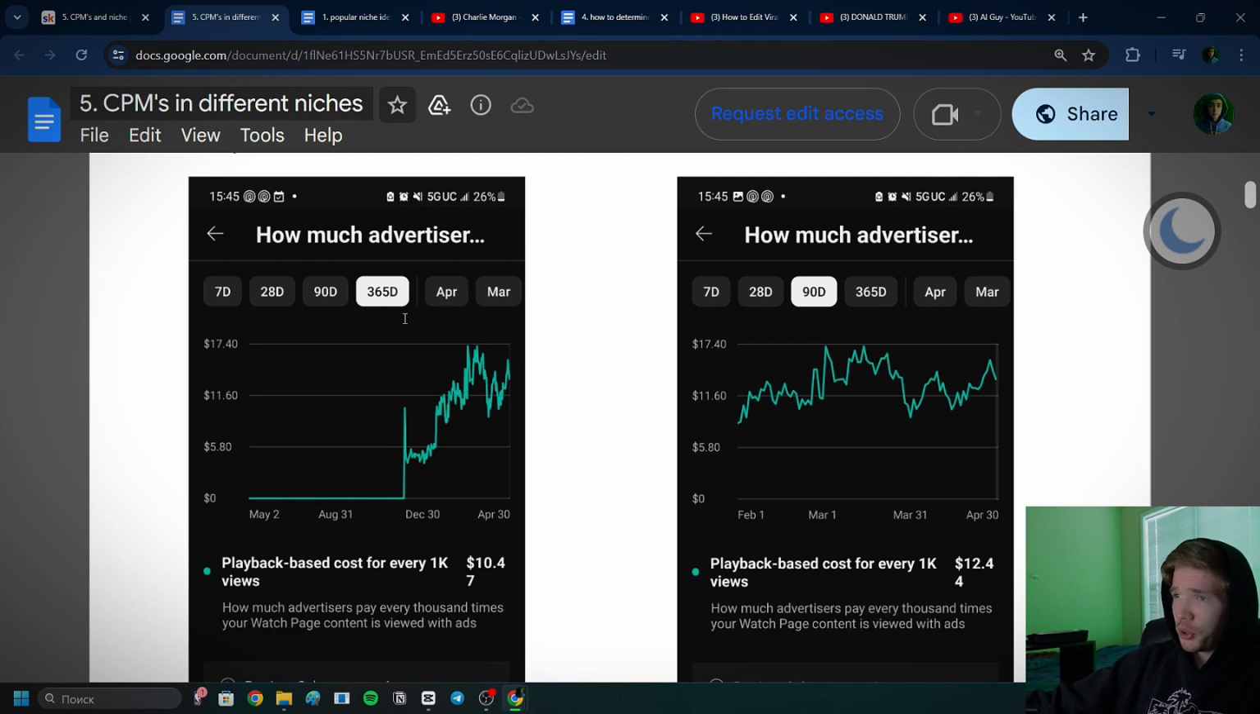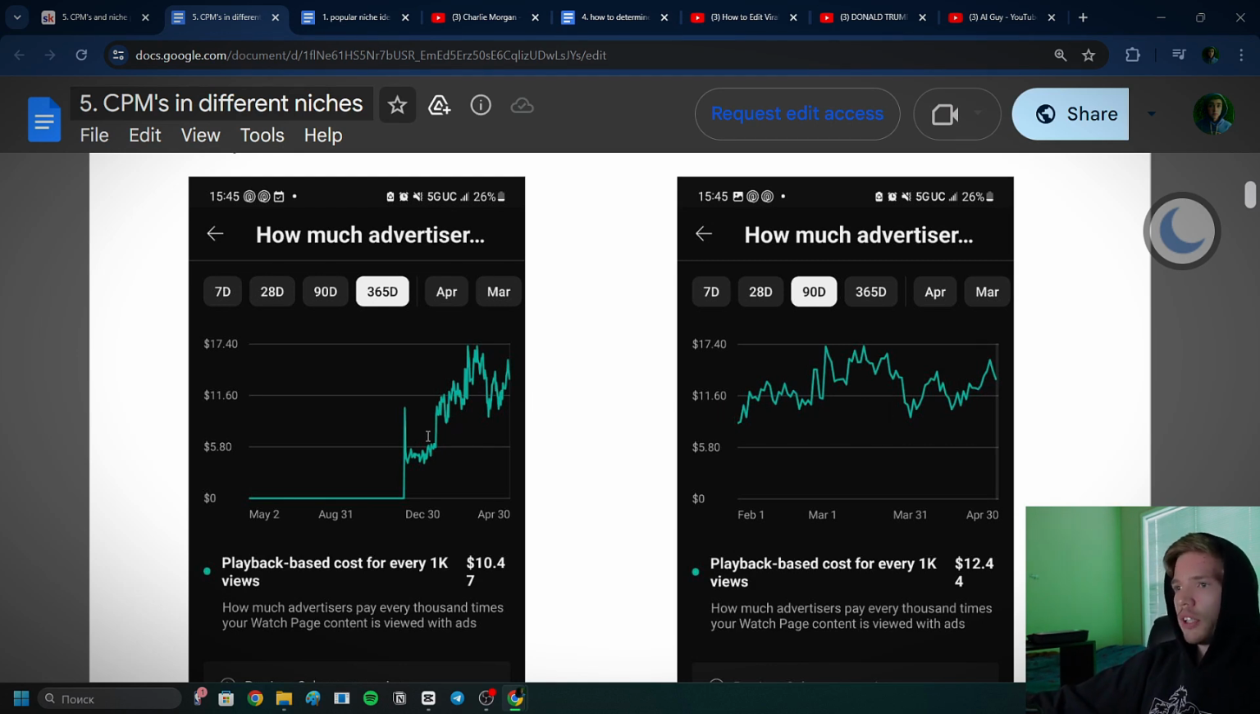On the left picture, we can see the CPM for the previous 365 days, so really since December the 4th, 2023. And on the right picture, we can see the CPM in the previous 90 days. On the right, it's been around $12 on average, which is about right. So that makes my RPM roughly $5, very roughly.